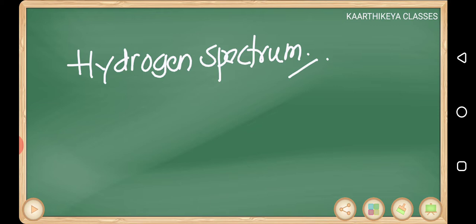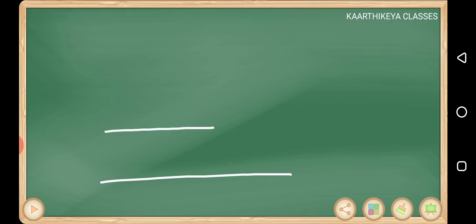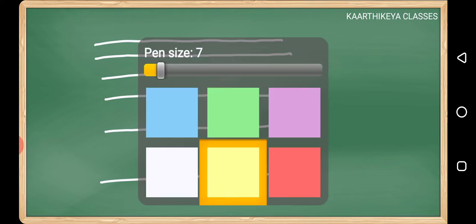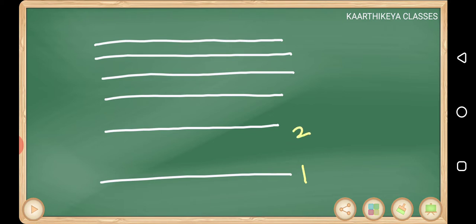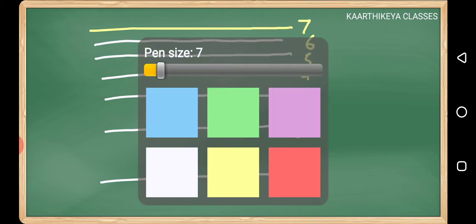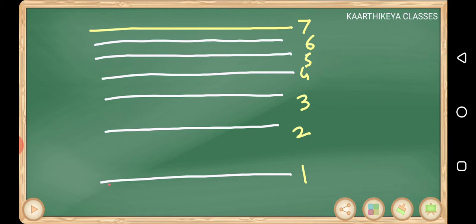Actually what happens here is, for example, let us say these are different energy levels. I'm just giving numbers to them. First level, second level, third, fourth, fifth, sixth. If you want, you can take one more, that is the seventh level. When you are giving energy, the electron jumps from the first level. It may enter into the second level or third level or fourth level. Any one level it jumps to.